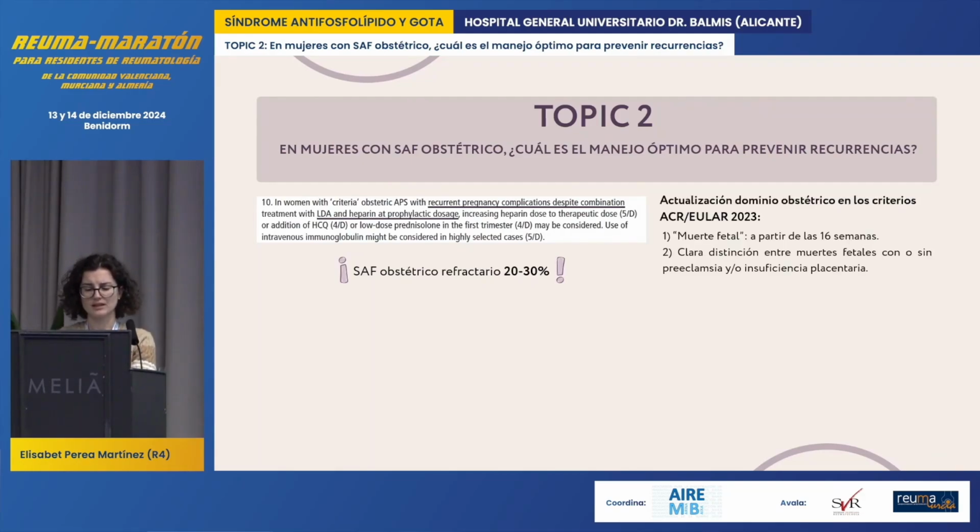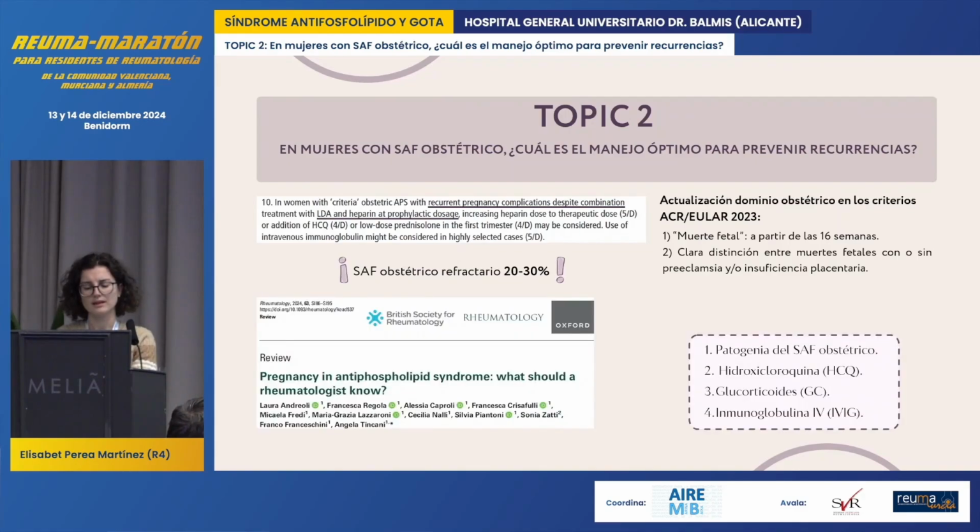As we've seen in the classification criteria, there have been some changes in the obstetric domain, both in the definition of fetal death and in the distinction between fetal death with or without preeclampsia or placental insufficiency. And this seems to result in poorer classification of patients with obstetric APS. In this section, we will review the pathogenesis of APS and the role of the different treatments in this disease.